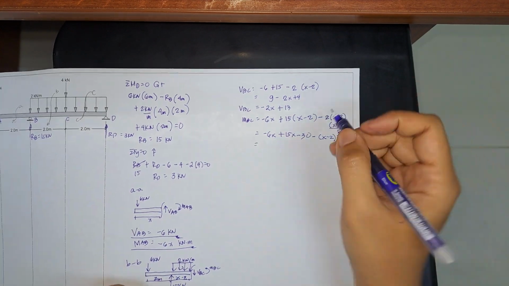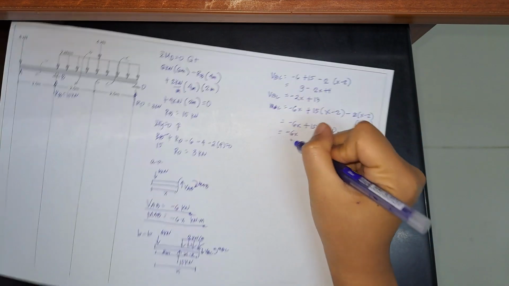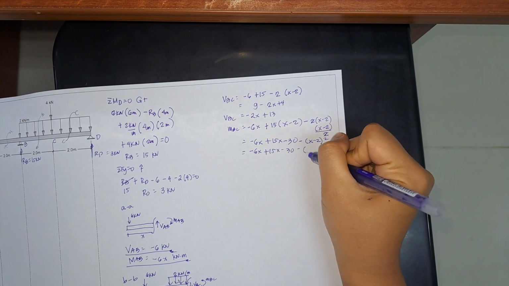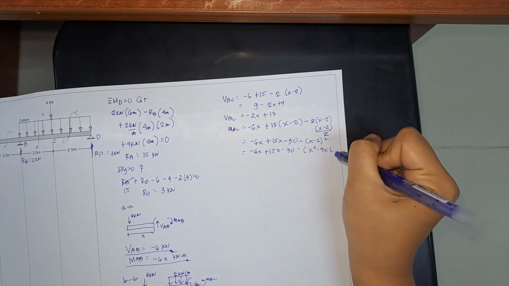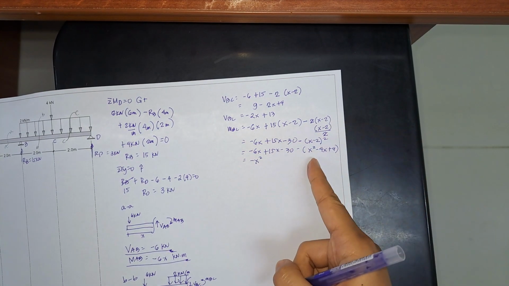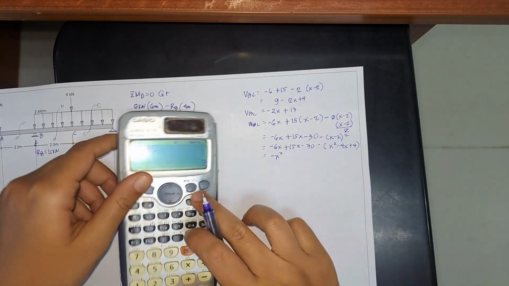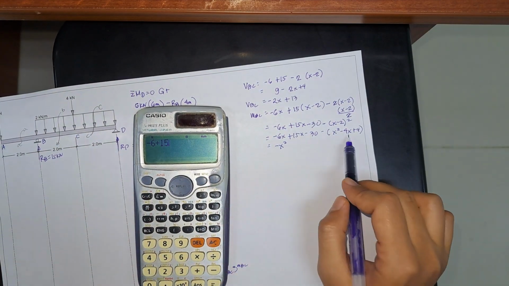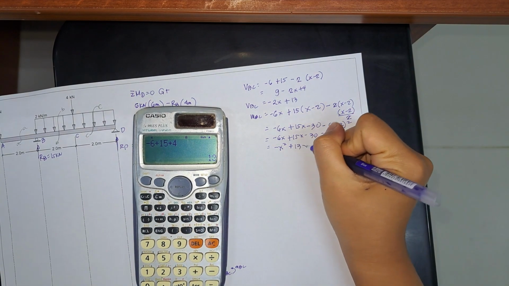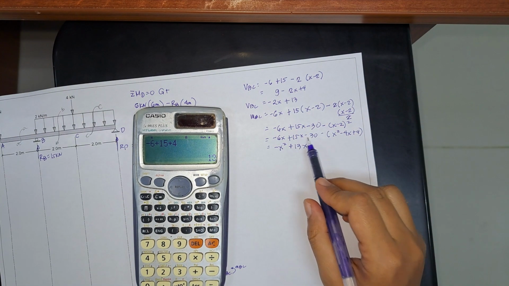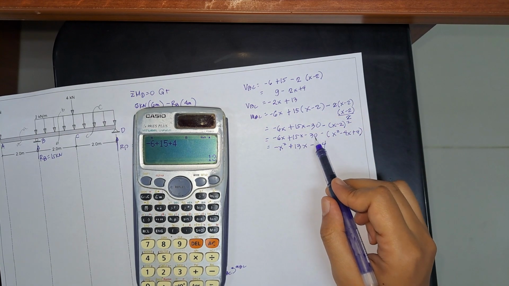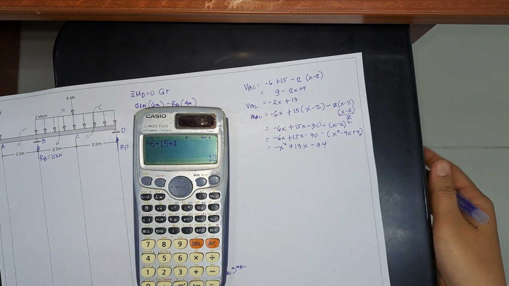Okay, and then, i-simplify pa natin. Negative 6x plus 15x minus 30 minus x squared minus 4x plus 4. Okay? And then combine like terms, negative x squared. And then yung x natin, we have negative 6 plus 15 plus 4. So we have plus 13x. And then negative 34. Tama ba? 13x, 30, tapos 4. Yeah, negative 34.